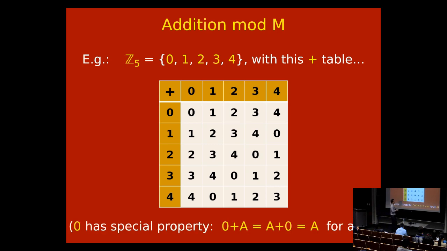And just a quick reminder, in this world, 0 has a very special property. It's the thing that if you do plus to it, it doesn't change the number. So 0 plus a is the same as a plus 0. It's a. OK, so that's about addition mod m.